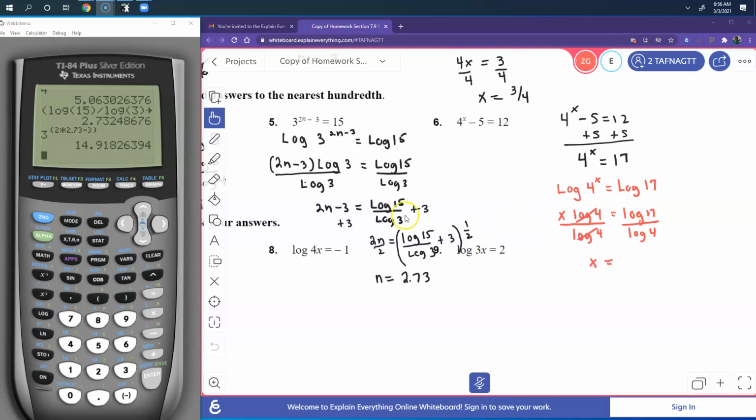Get your calculator. So you have log of 17 divided by log of 4. So you have 2.04. Go to your calculator. 4 to the power 2.04 minus 5.